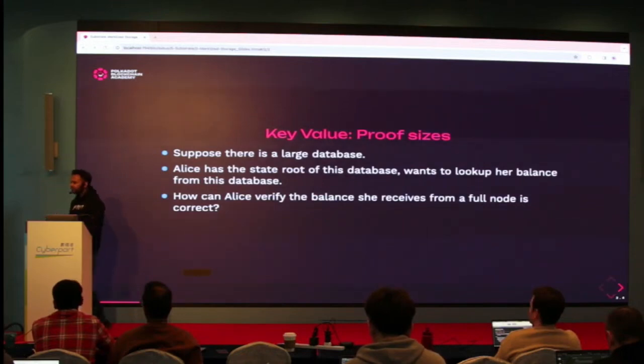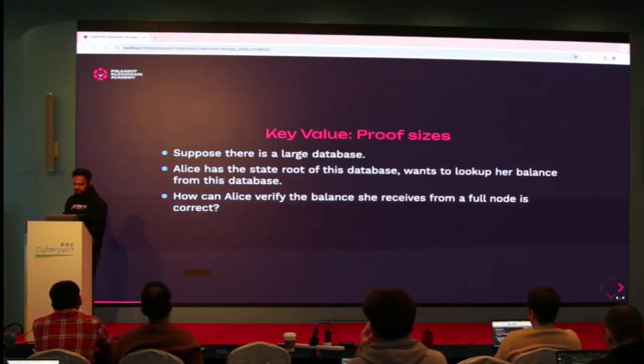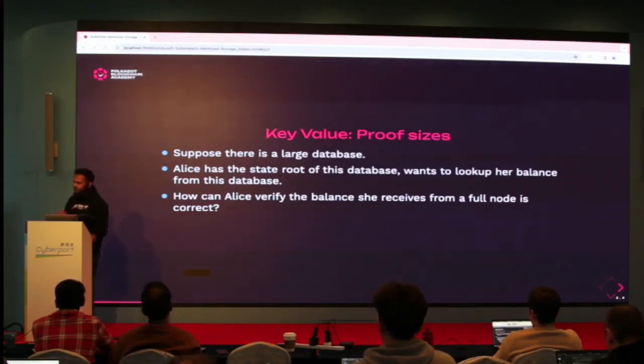Can you explain briefly what a Merkle proof is? It's all the neighbor, the sibling nodes needed to calculate the root. It's like a chain, a branch to the root. Yeah. So let's go back now.